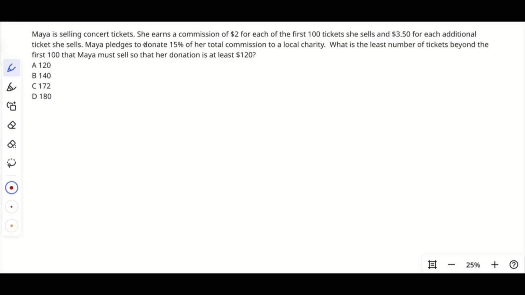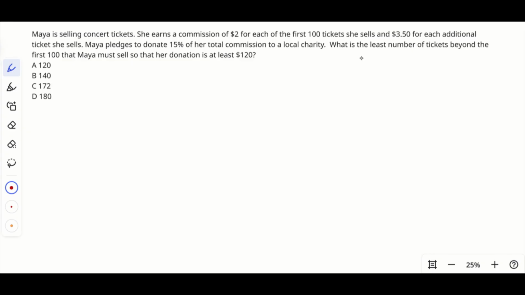Selling concert tickets, she earns a commission of $2 for each of the first 100 tickets she sells and $3.50 for each additional ticket she sells. Okay. So Maya pledges to donate around 15% of her total commission to a local charity.